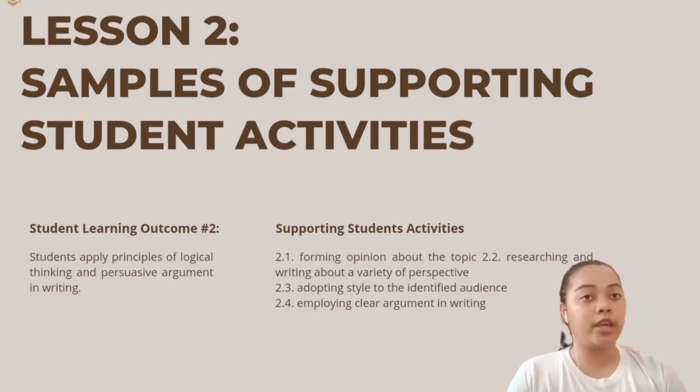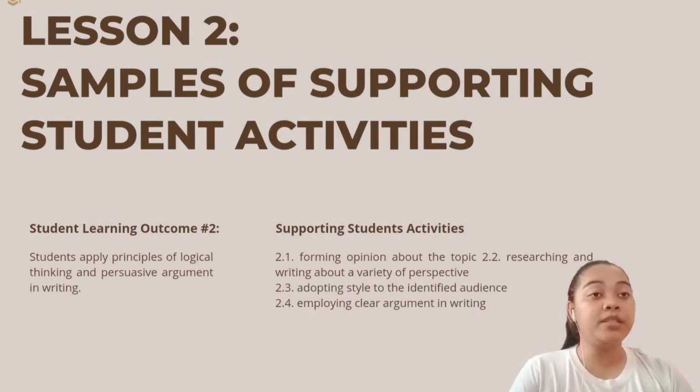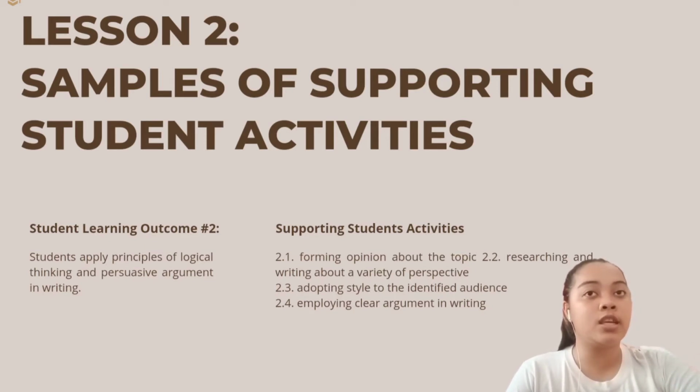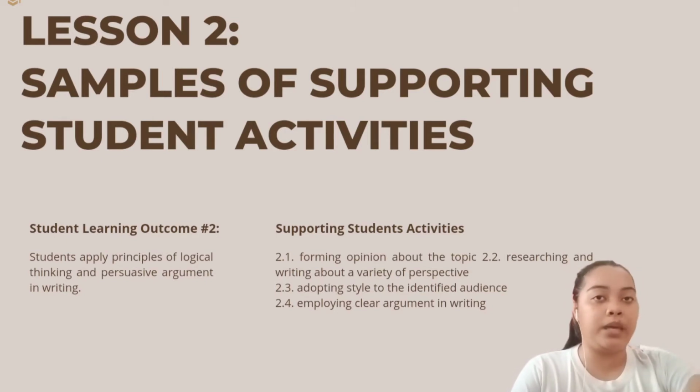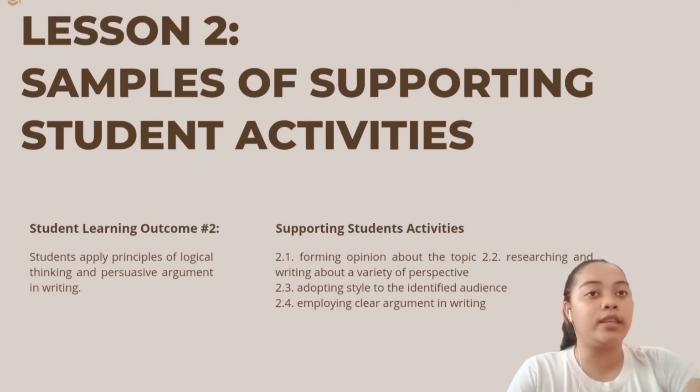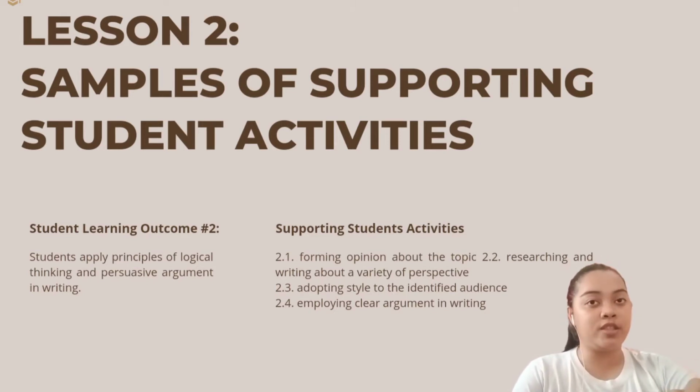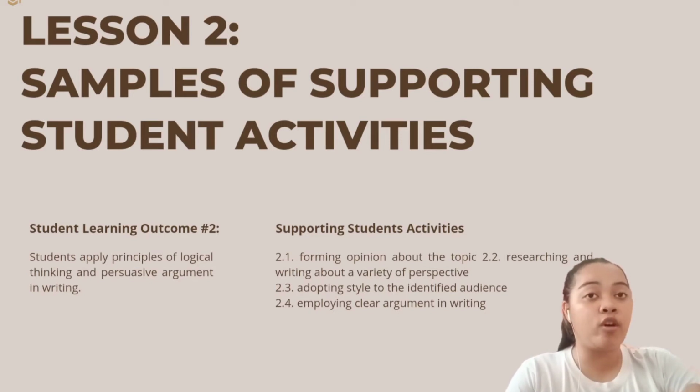Student learning outcome number 2: students apply principles of logical thinking and persuasive argument in writing. So, supporting student activities 2.1 is forming opinion about the topic. 2.2, researching and writing about a variety of perspectives. 2.3, adapting styles to the identified audience. And 2.4, employing clear argument in writing.